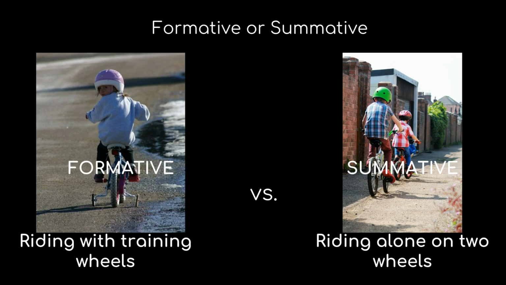Got it! Riding a bike with training wheels is more formative. The rider's practicing and still in the teachable period. Riding a bike alone on two wheels is the end result. It's time to show off the skills obtained. Now that we've gotten a picture of the differences between formative and summative assessments, we're ready to continue.